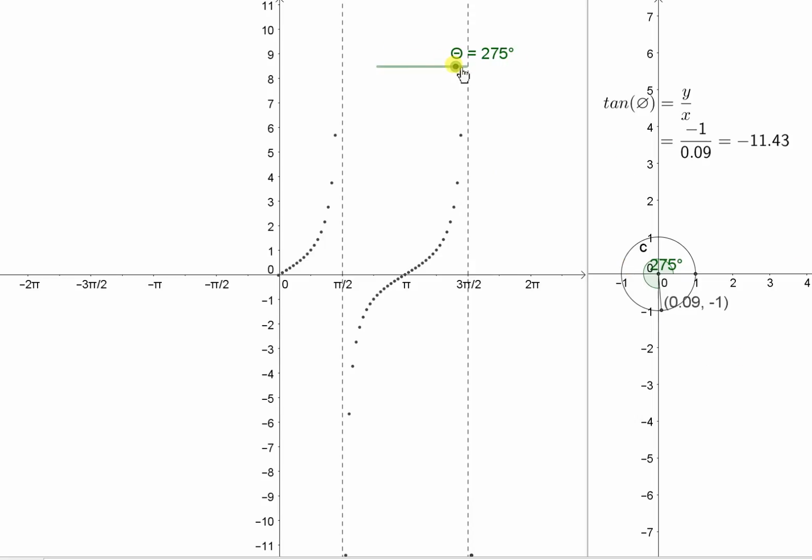And then as I keep plugging along, I come back up and I've got that repeated behavior. So notice here, one cycle is just over pi. Okay, so it's half the period of our sine and cosine.